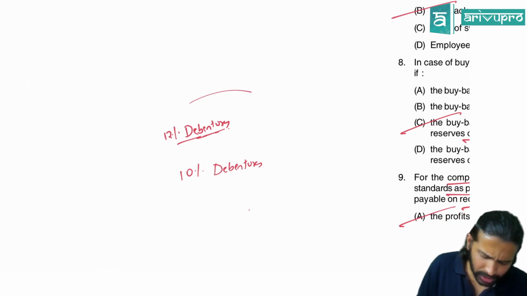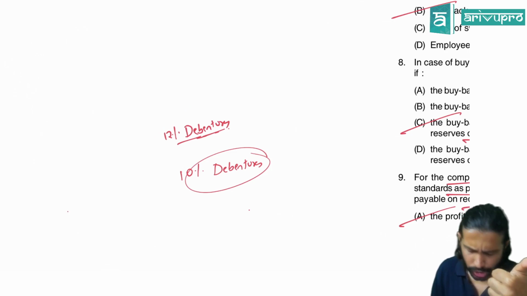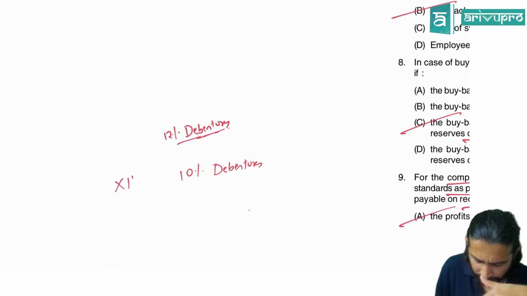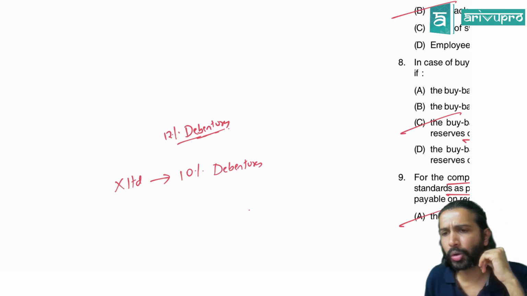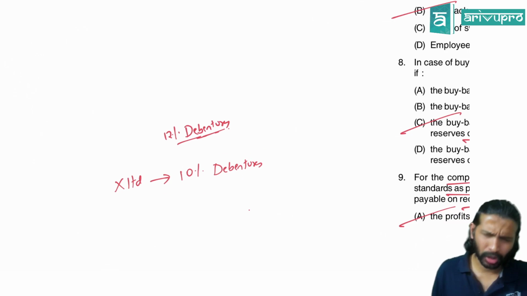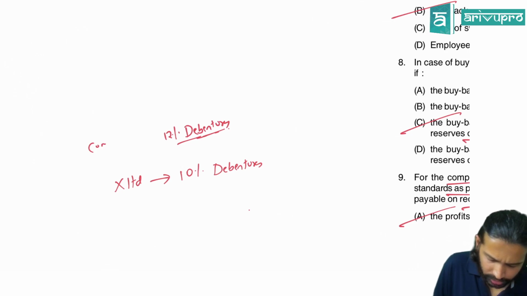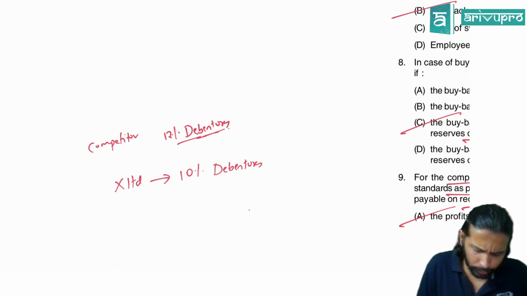Tell me, will debenture holders buy this company's debentures? The average rate in the market is 12%. But this company, let's say X Limited, is offering only 10%. Will debenture holders buy? They will say, hey, waste. The competitor is better, because all other competitors are offering 12% interest. You are offering only 10% interest. So I will not buy from you.